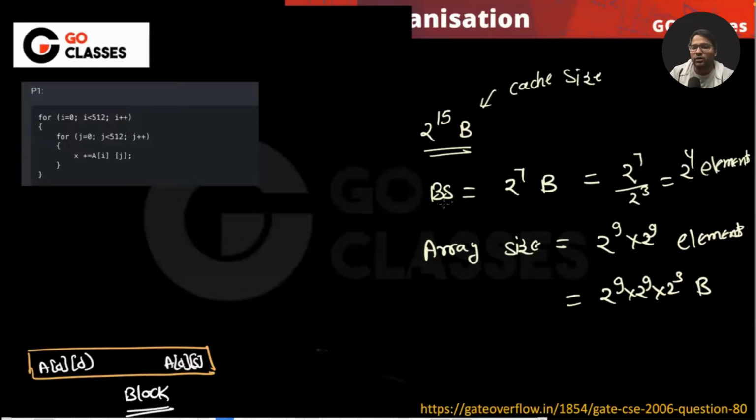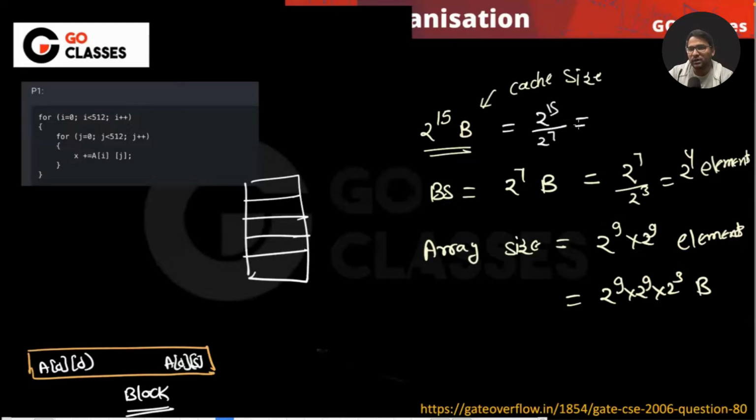Now, what is this cache? This cache is basically having how many lines? This is the cache size and this is the block size, which means 2 power 15 divided by 2 power 7. It is 2 power 8 lines. It is a direct mapped cache, and you have 2 power 8 lines here.